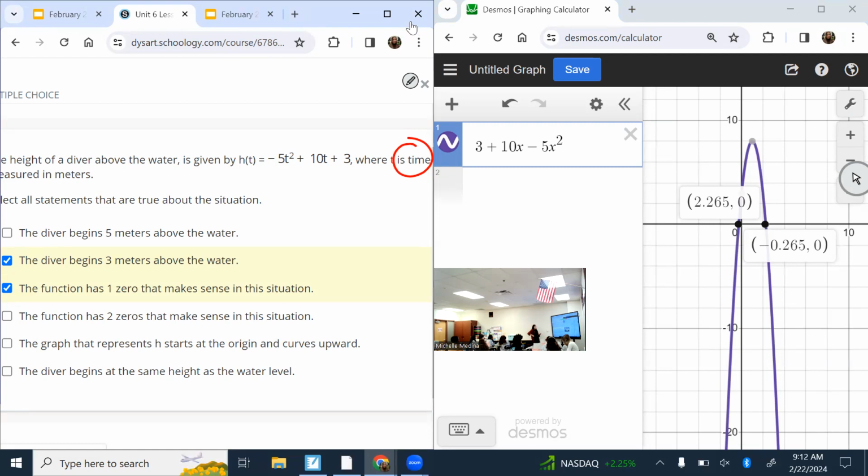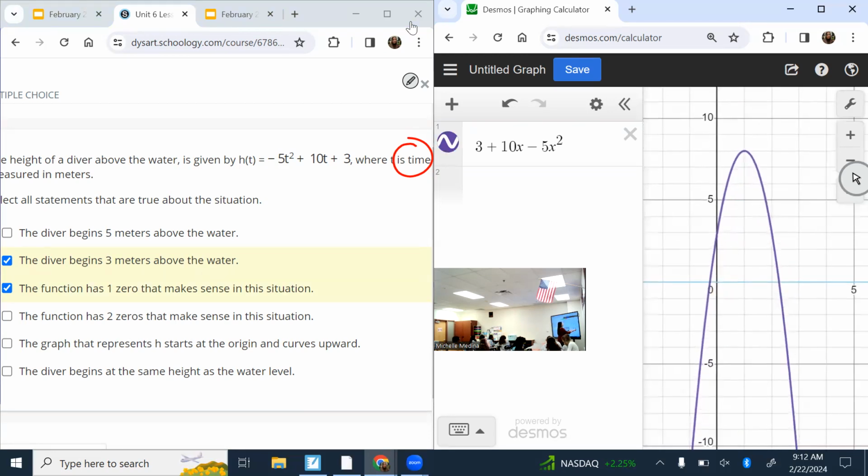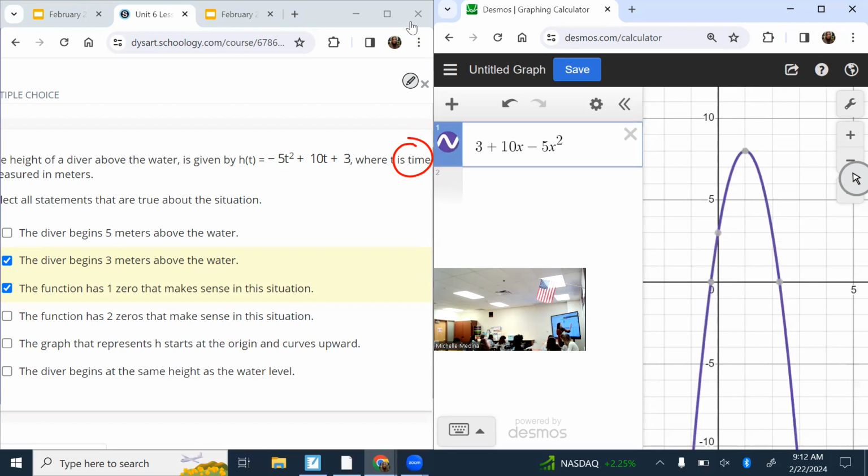Any questions about it? Okay, the graph that represents h starts at the origin and curves upward. So because we're talking about a real life situation, even though Desmos lets us see like the whole coordinate plane, we're really only looking at the positive parts. So kind of pretend like anything in the negatives isn't there.